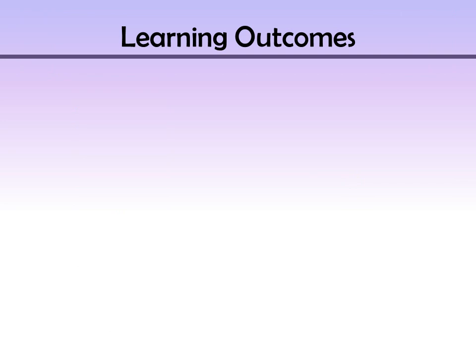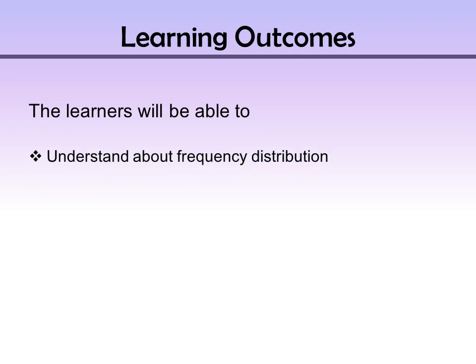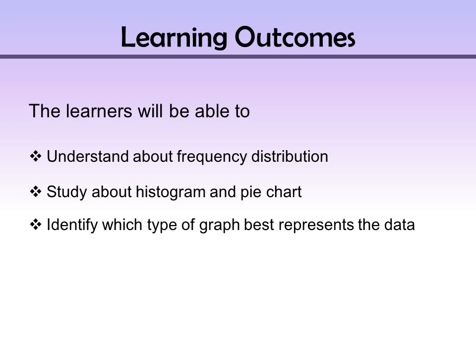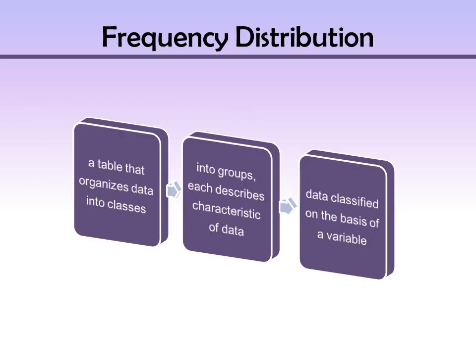So, the learning outcomes are that the learners will be able to understand frequency distribution, study the histogram and pie chart, identify which type of graph best represents the data, and interpret information from graphs. So first we'll see what a frequency distribution is.